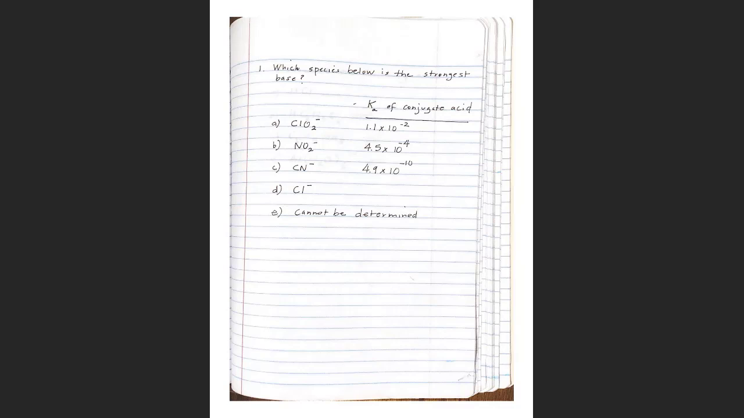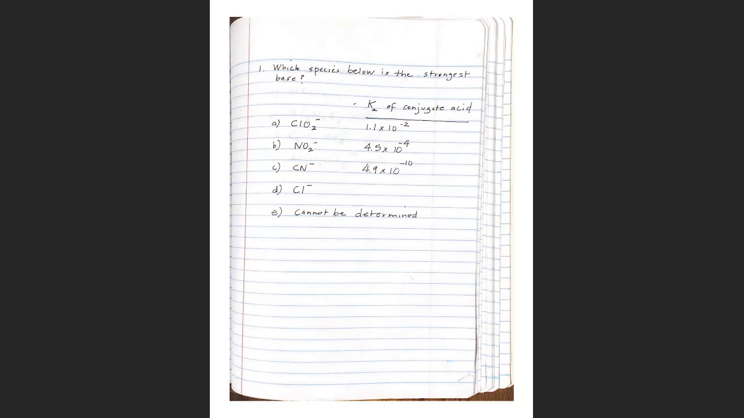So for the first problem, it says which species below is the strongest base, and our esteemed leader, Dr. Neely, is going to go ahead and take us into this. Hi. So our first problem is looking into figuring out what's the strongest base. And really what we have to look back into is what is the relationship between a strong base and a weak acid, or vice versa, a weak acid and strong base.